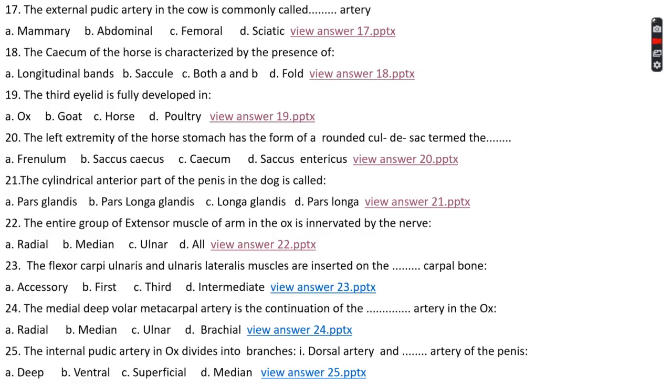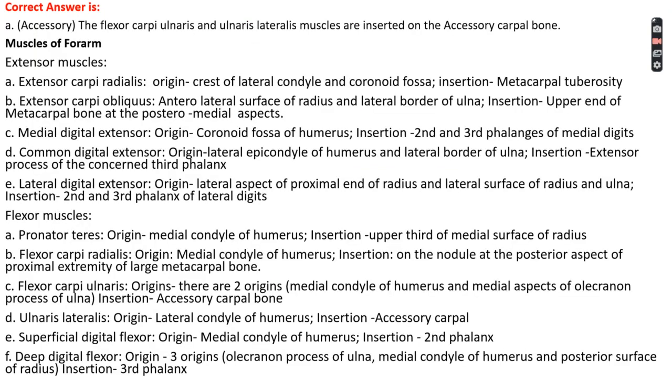Question number 23. The flexor carpi ulnaris and ulnaris lateralis muscles are inserted on the dash carpal bone. Option A, accessory carpal bone. Option B, first carpal bone. Option C, third carpal bone. Option D, intermediate carpal bone. The right answer is option A, that is the accessory carpal bone. The flexor carpi ulnaris and ulnaris lateralis muscles are inserted on the accessory carpal bone.